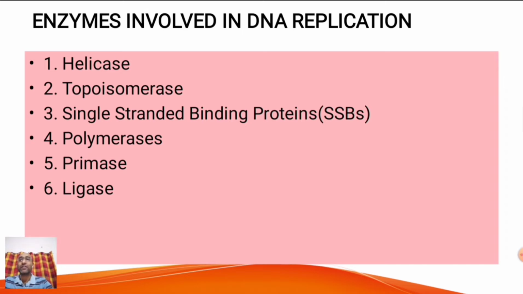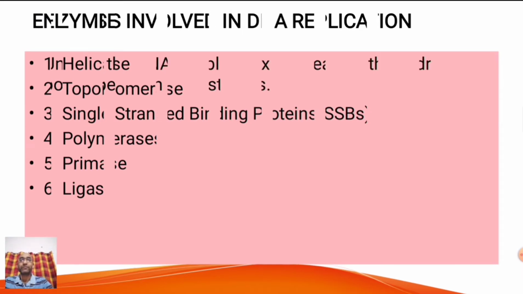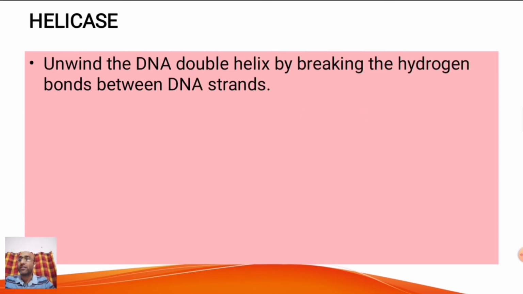First, let us know the function of the helicase enzyme. Its function is to unwind the DNA double helix by breaking the hydrogen bonds between the DNA strands. You know that the DNA molecule consists of 2 strands, attached to each other by means of hydrogen bonds. These hydrogen bonds need to be broken so that the internal nitrogenous bases are exposed to the replicating enzymes. How can these internal bases be exposed? Only by breaking the hydrogen bonds, and this is done by the helicase enzyme.